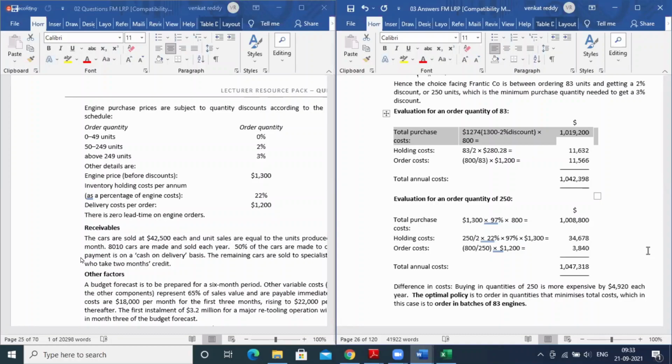Now, in order to calculate this holding cost, our EOQ, we got a new EOQ of 83, right? Always do remember we should consider the average inventory. So 83 divided by 2 into, I hope you might have understood. Is that clear?